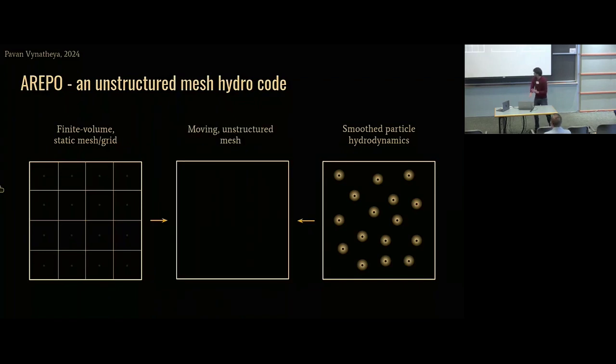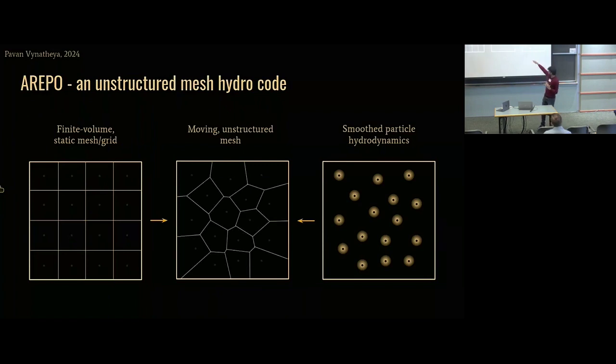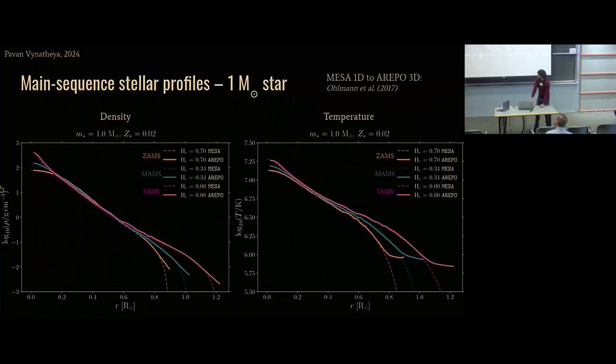So you have grids like this, which are movable. This is a moving mesh, but you still have the advantages of grid codes where you calculate fluxes between cell interfaces and so on. So shocks are treated better, for example, than SPH codes. Yeah, with that, we just look at our stellar models.